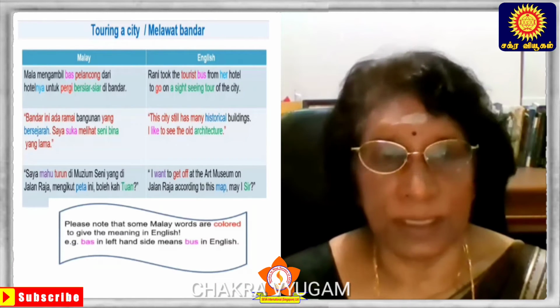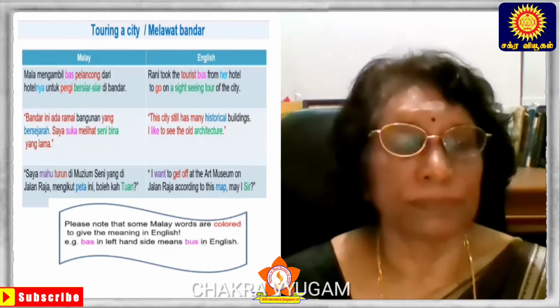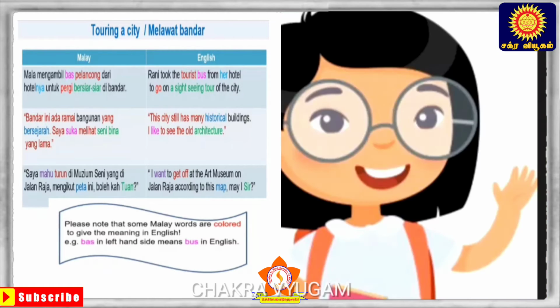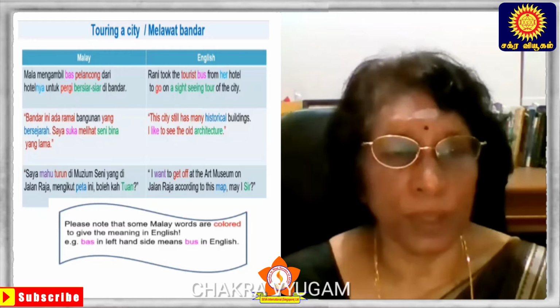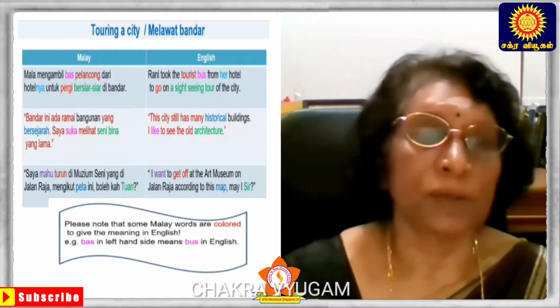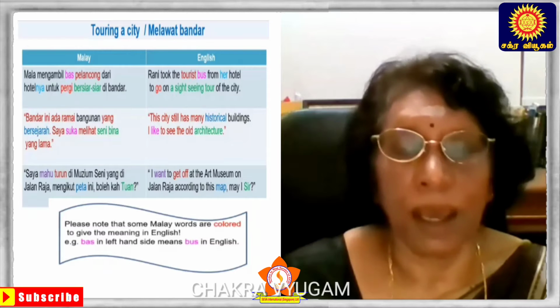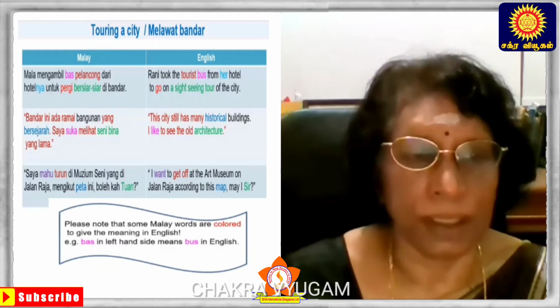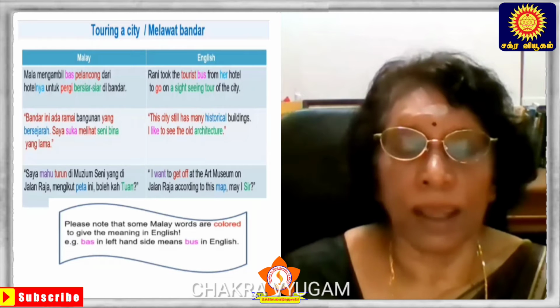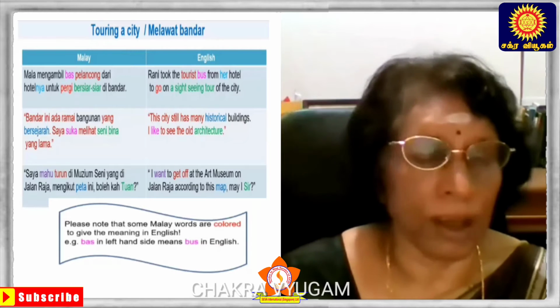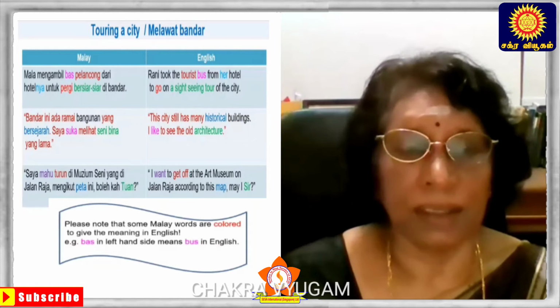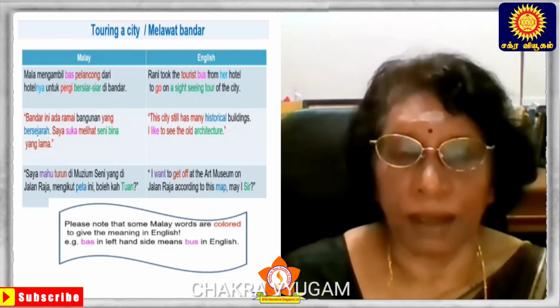All right, we're going to tour a city and chat. Please read. Mala mengambil bas pelancong dari hotelnya untuk pergi bersiar-siar di bandar. Okay, now Mala is a tourist, and most hotels would have what they call a tourist bus. So bus pelancong is a tourist bus, and her hotel, hotelnya. Pergi is to go, and bersiar-siar is like just roaming or just enjoying or going out. Bersiar-siar. So sightseeing, you use bersiar-siar di bandar. Bandar is city.